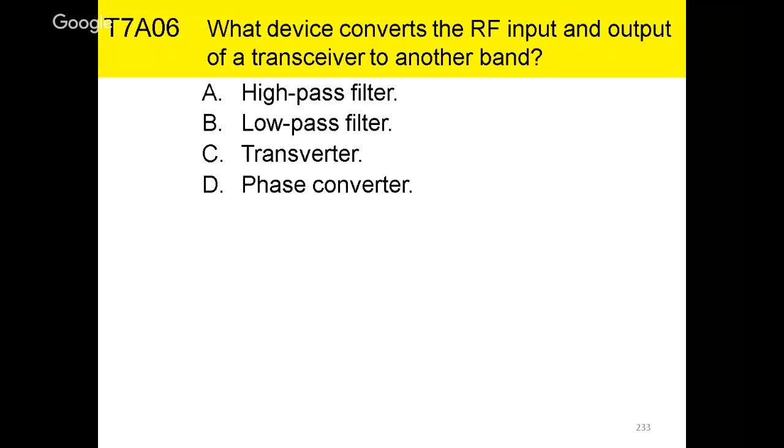So, what device converts the RF input and output of a transceiver to another band? There is a device that converts the RF input and output of a transceiver to another band. This is a little bit different from the mixer that we had before.